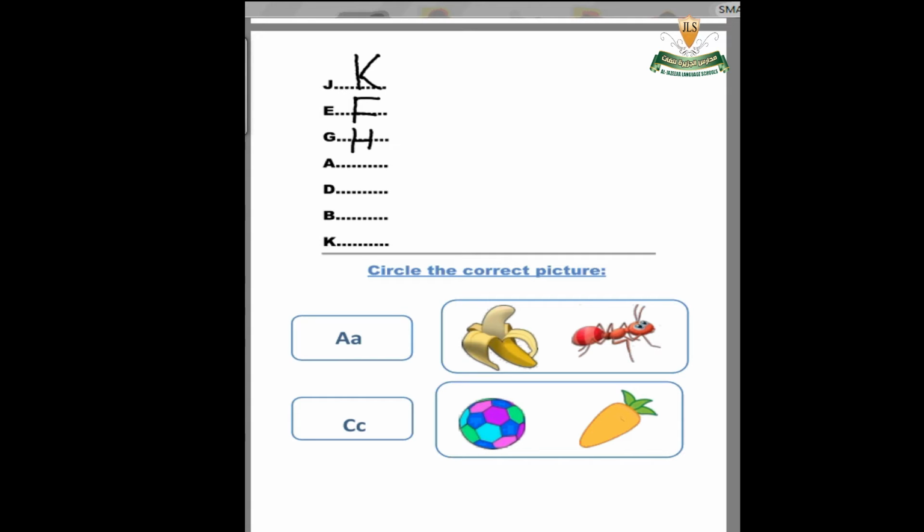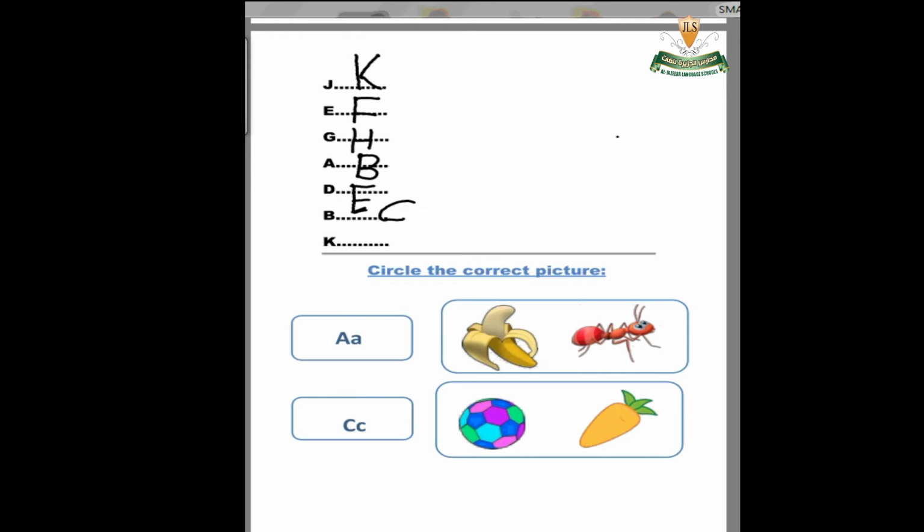What is the first letter? A. What's after A? B. Excellent, KG. Please write letter B. What is this letter? D. What's after D? E. Right, letter E. Excellent, KG. What's after B? C. Excellent, KG. Write letter C.